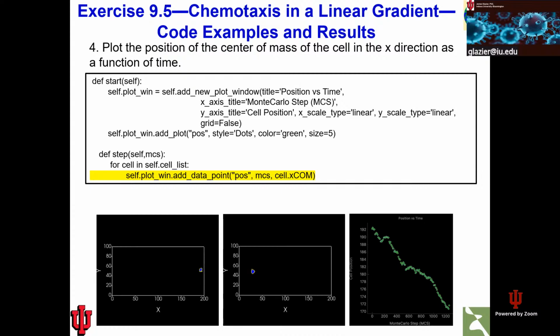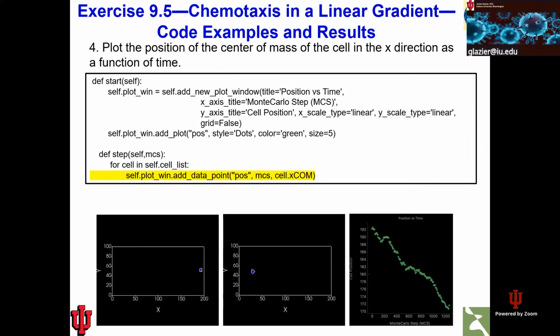Let's look at your code. Self.plot_window, add new plot window, position versus time. The title doesn't matter. Yeah, X position, hold on. Linear. Position. Style: use dots rather than lines. That won't make any difference, but in line 18, use style equals dots.